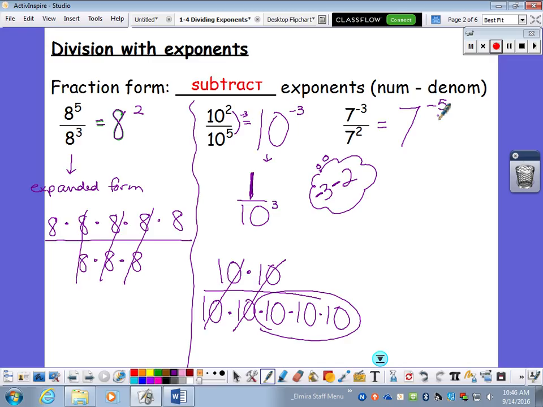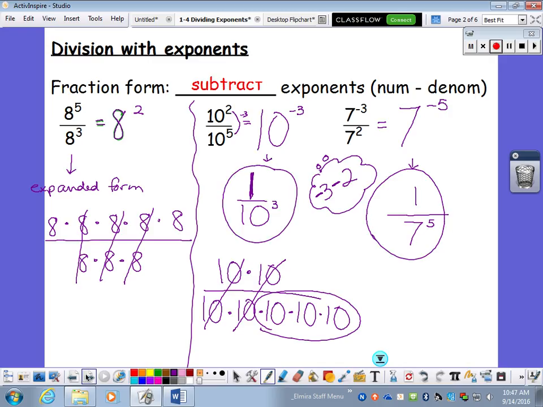Okay? Or you can think about it like temperature. If my temperature starts out at -3 degrees and subtracting means the temperature gets colder, so it goes down by 2 degrees. Well, 2 degrees colder than -3 would be -5. All right, so again, we need to put this in final answer form because it has a negative exponent, so 1/7 to the 5th. Okay?